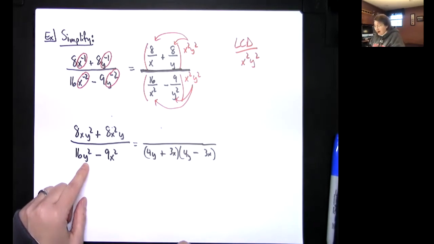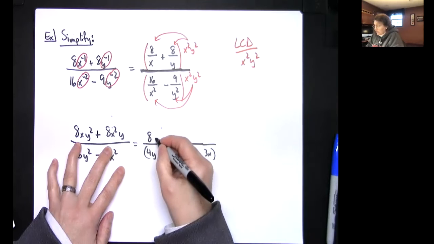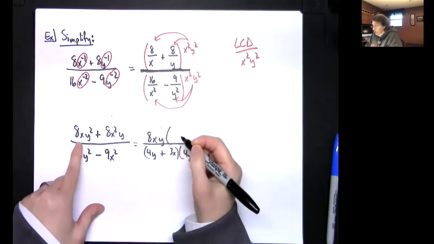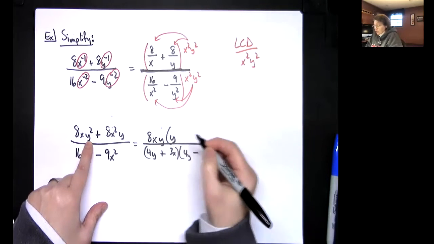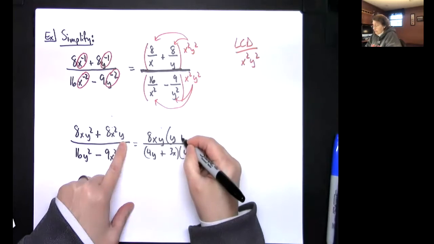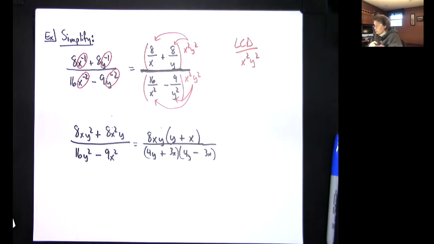Now on the top, I don't think anything's going to cross out, but let's go ahead and factor out 8, an x, and a y. If I take all that out, I'll be left with a y. If I take the 8 out, 1x and 1y, then I'll have an x. And nothing crossed out, and that's okay.